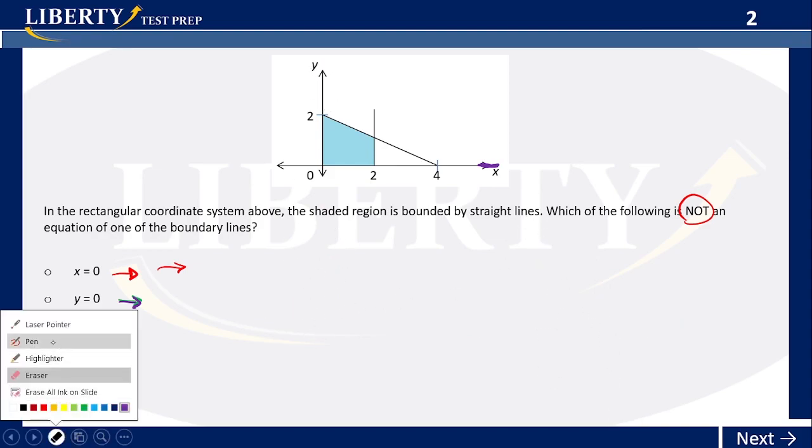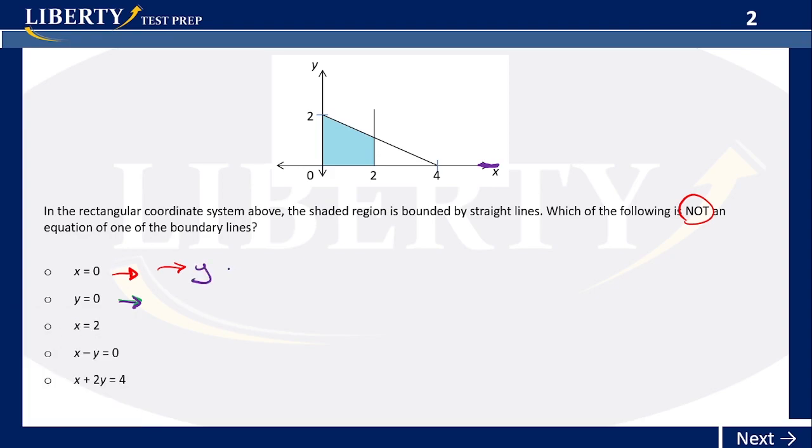Because you see, this is the y-axis, and this one is the x-axis. So those 2, this one and this one, are enclosing that area. So those are not going to be the answer. They are asking us what is not, the equation that is not in here. x is equal to 2 is this one here, a vertical line crossing x at 2. So that one's also in there.